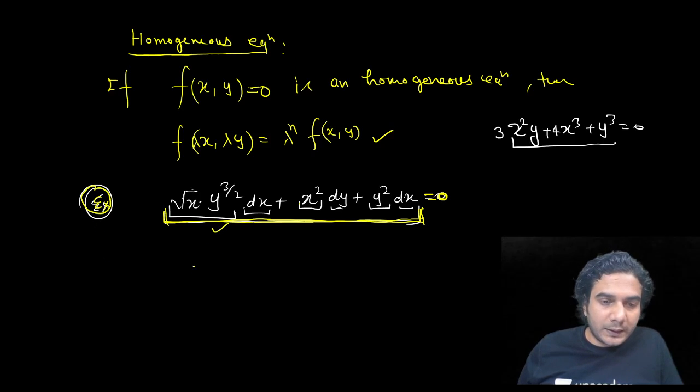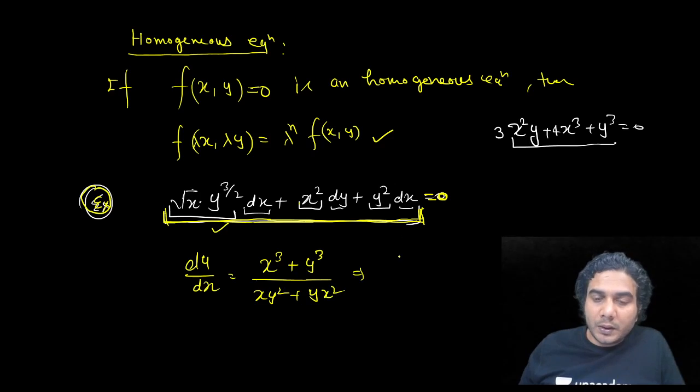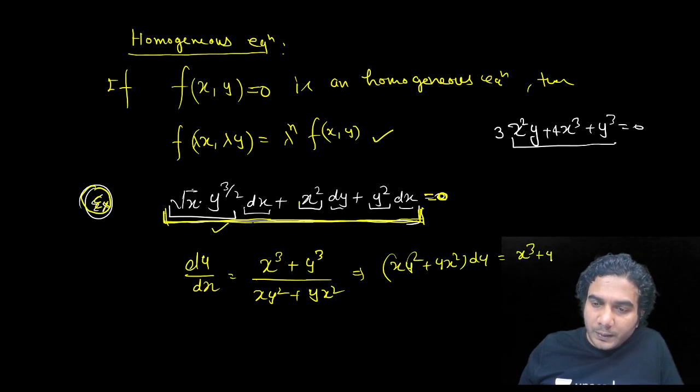Now, if I give you another example, like dy by dx is equal to x cube plus y cube divided by x y square plus y x square. Is it a homogeneous equation? Yes. If you cross multiply, you can write x y square plus y x square into dy by dx, or you can write x y square plus y x square into dy is equal to x cube plus y cube into dx. Now you can see this is a third degree term, third degree term, third degree term, third degree term, right? So each term is of degree 3.